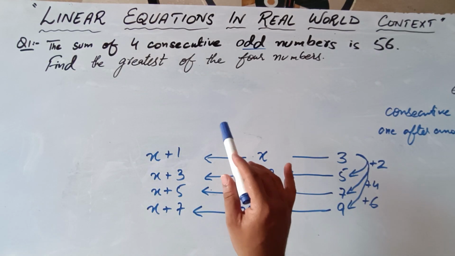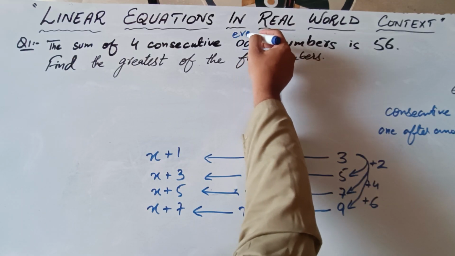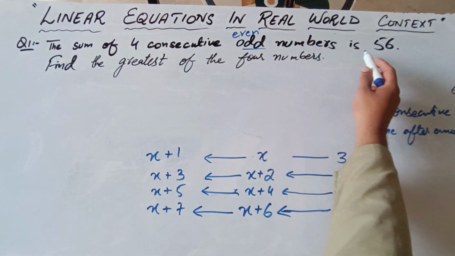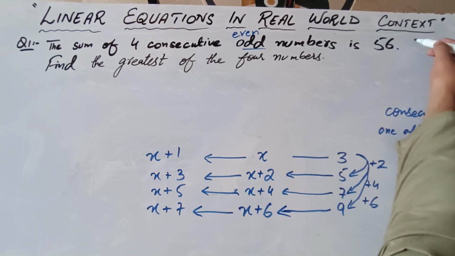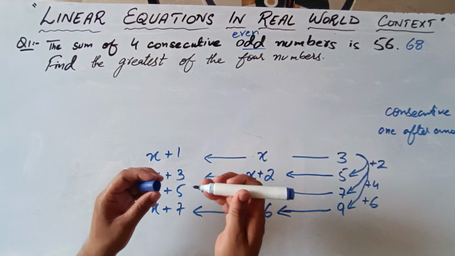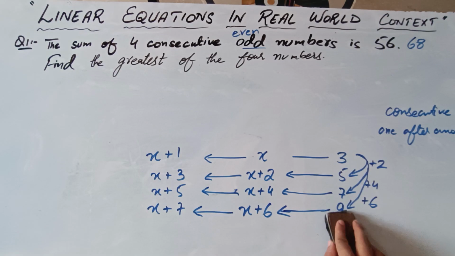Now let's suppose that in place of odd numbers, the question says even numbers. In the question, if it were even numbers, the sum of four consecutive even numbers is, in place of 56, say 68. For example, the sum of four consecutive even numbers is 68. Then what consideration would we take? We will take the same consideration. Let's see how.